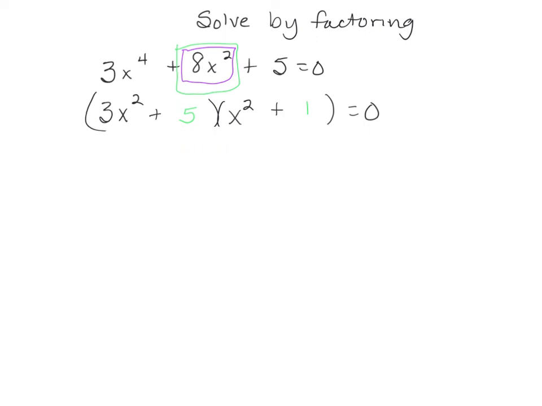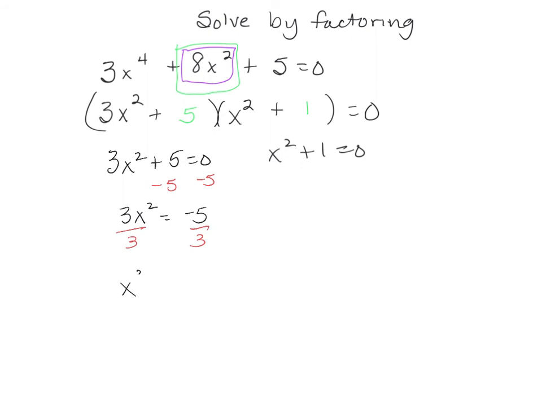Okay. Now we're going to set each one equal to 0, so 3x squared plus 5 equals 0, and x squared plus 1 equals 0. We're going to subtract 5 off of both sides. 3x squared equals negative 5. Divide by 3. x squared is going to equal negative 5/3. And then when I take the square root of both sides, I'm going to get x is equal to plus or minus i, because it's negative, square root of 5/3.